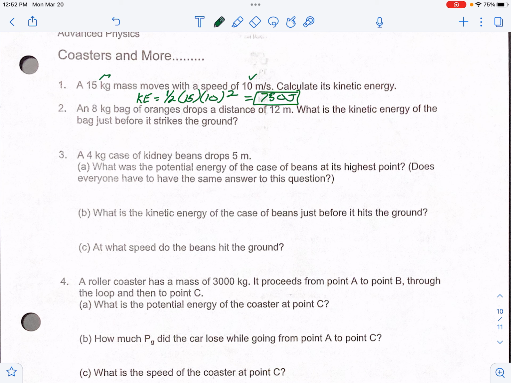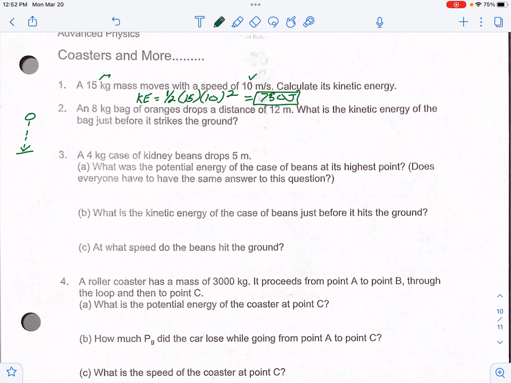2, an 8 kilogram bag of oranges drops a distance of 12 meters. What is the kinetic energy just before it strikes the ground? Okay, so what this means is whenever you have 2 different heights here. You have when it's at the top, so you have this orange right here, and it's going to drop and it's going to hit the ground.